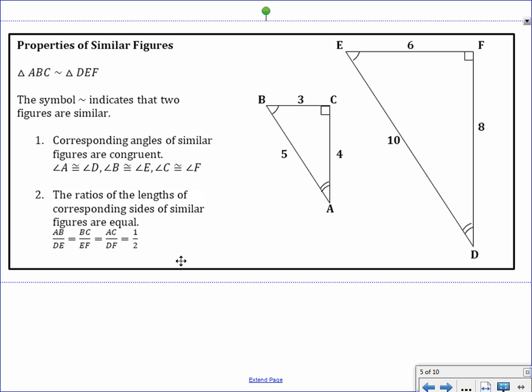So here are some properties of similar figures. When naming similar figures, list the letters of the corresponding vertices in the same order. For the diagram at the right, it is not correct to say triangle CBA is similar to triangle EFD, because we did not go in the same order. If we are going to say CBA, then we need to say FED.